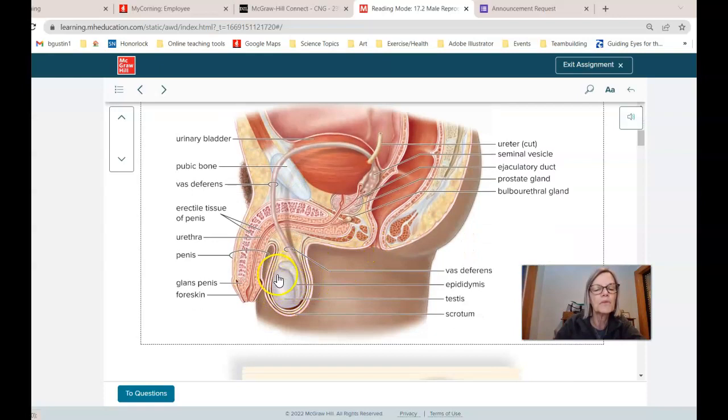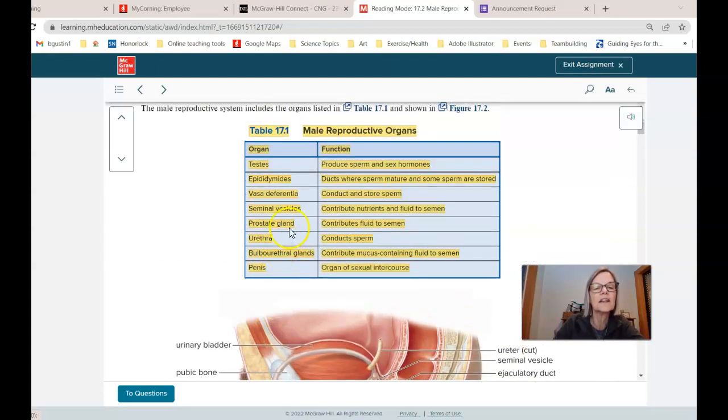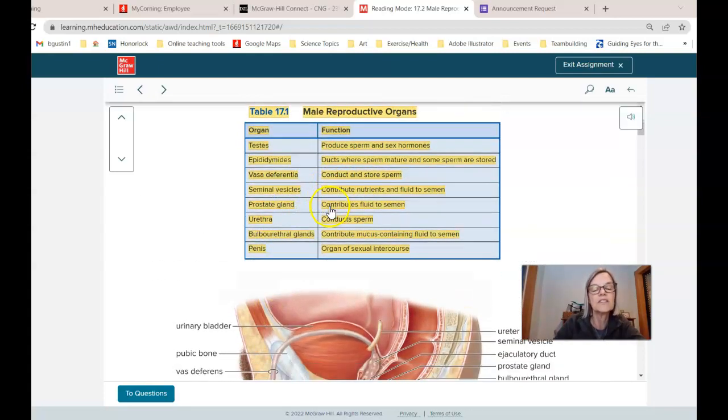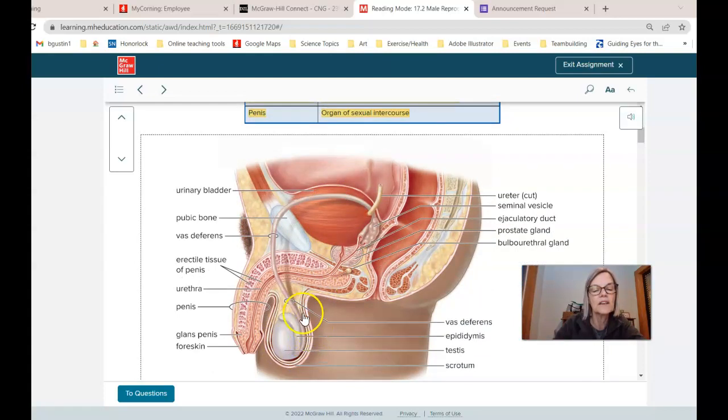So if the sperm are originally produced in the testes, then they move into the epididymis, and that's where they're going to further mature. And then as they're maturing, they're going to get pushed into this tube, which is called the vas deferens. Now the vas deferens is the tube that's going to carry, it says conduct and store the sperm. So it's going to carry the mature sperm through the male reproductive tract, and ultimately it's the start of them being able to leave the body.